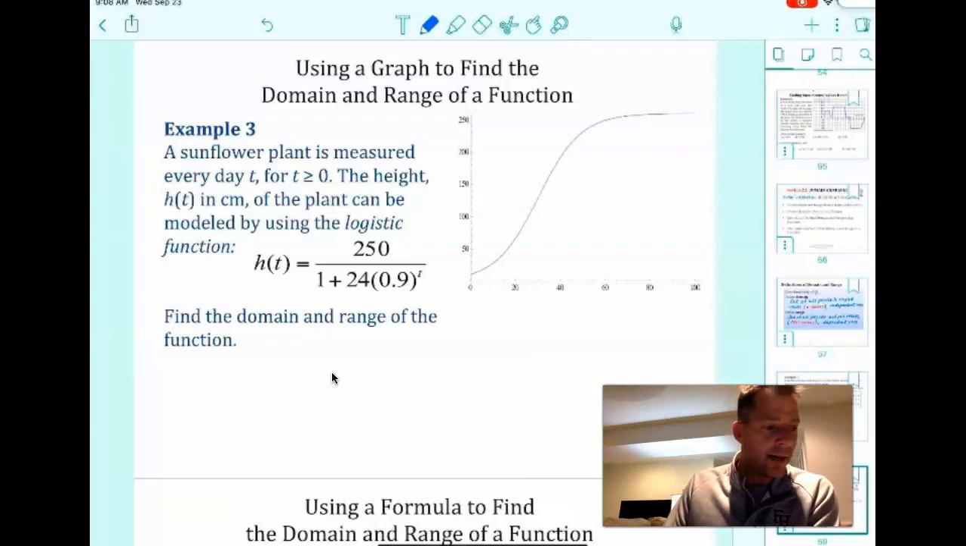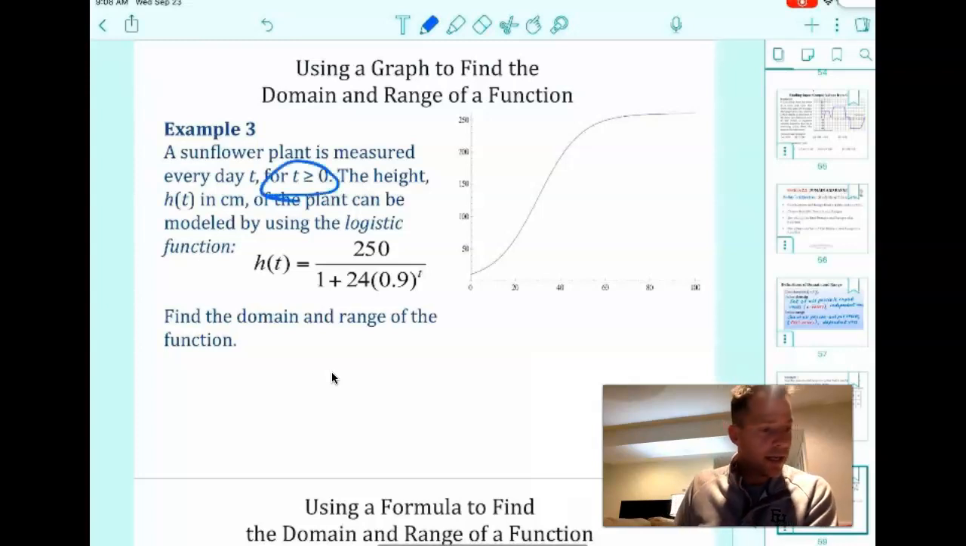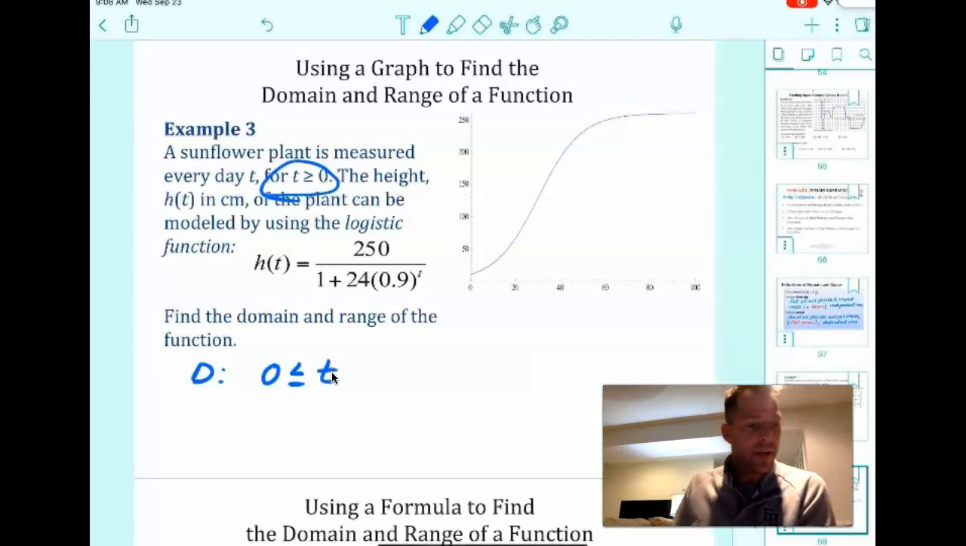In this case, t is going to be greater than or equal to 0. They already told us that. So every day, t is greater than or equal to 0. So the domain so far is what we have here: t has to be greater than or equal to 0.